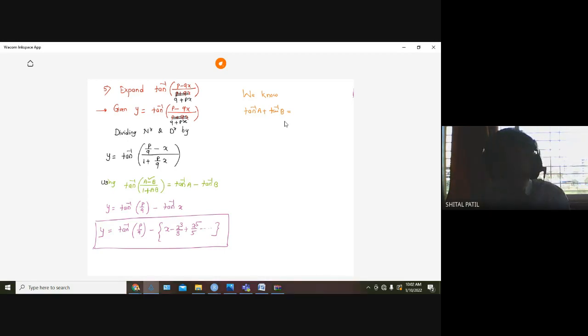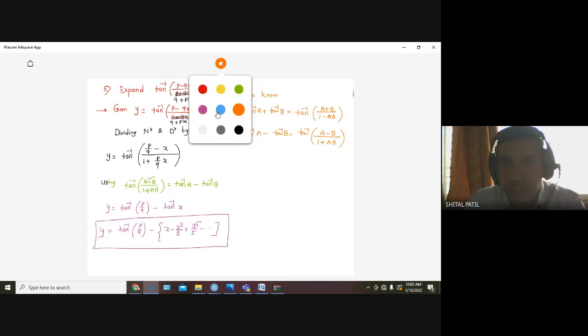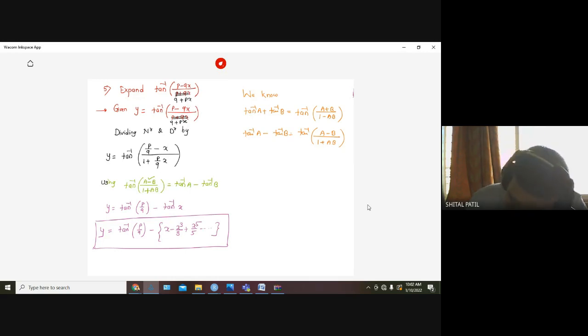Yes, it is done. So it is like this. Equal to tan inverse of A plus B divided by 1 minus AB. Whereas if it is tan inverse A minus tan inverse B, it is equal to tan inverse of A minus B divided by 1 plus AB. So at this moment, you don't think about the sign, whether it is positive or negative, that is not important. At this moment, what is important? This term should be 1.